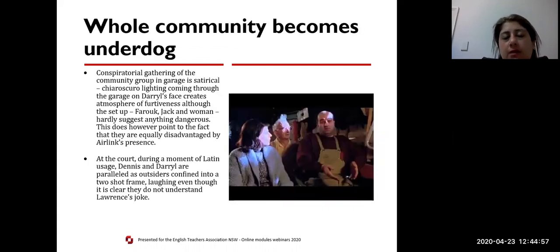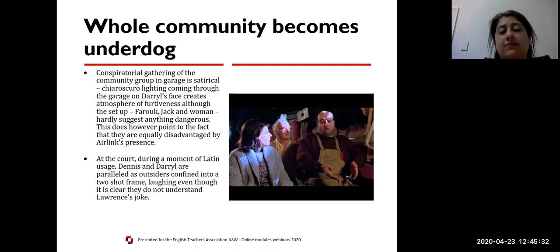But not only the men are underdogs, the whole community becomes an underdog in this narrative. There's a still photo of Farouk, Jack and Yvonne in the garage. It's given a humorous angle because you've got the chiaroscuro lighting coming through, which is the black and white blind thing that we often see in dark, sinister cop movies, creating a sense of conspiracy. But really, these are just the neighbours. They don't have much money. They don't have much control over their situation. They're building a conspiracy to bring down an institution. This is how they're bringing back their control.